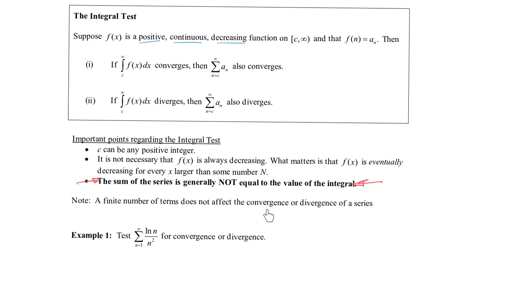If a series converges and I add 3 terms to it, that's not going to make it suddenly diverge. And also, if a series diverges, if it has an infinite area and I just subtract a few terms or add a few terms, it's not going to change that. So a finite number of terms does not affect convergence or divergence of a series.